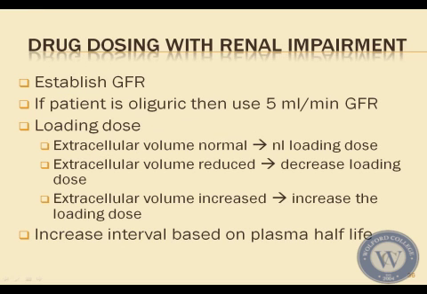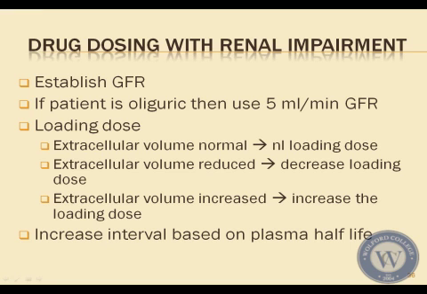Drug dosing with renal impairment. First of all, you want to establish your GFR. If the patient's oliguric, then use 5 milliliters per minute GFR. If you look at the loading dose, if the extracellular volume is normal, then you do a normal loading dose. If you think that the extracellular volume is reduced, then you decrease your loading dose. If the extracellular volume is increased, then you need to increase your loading dose in these individuals.